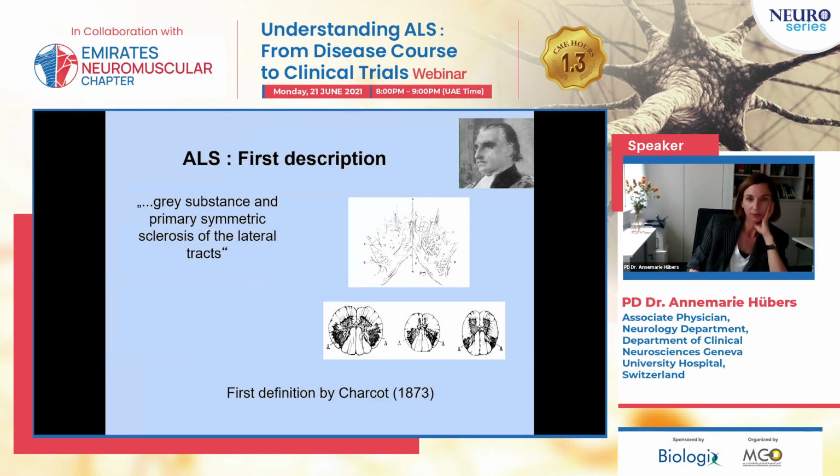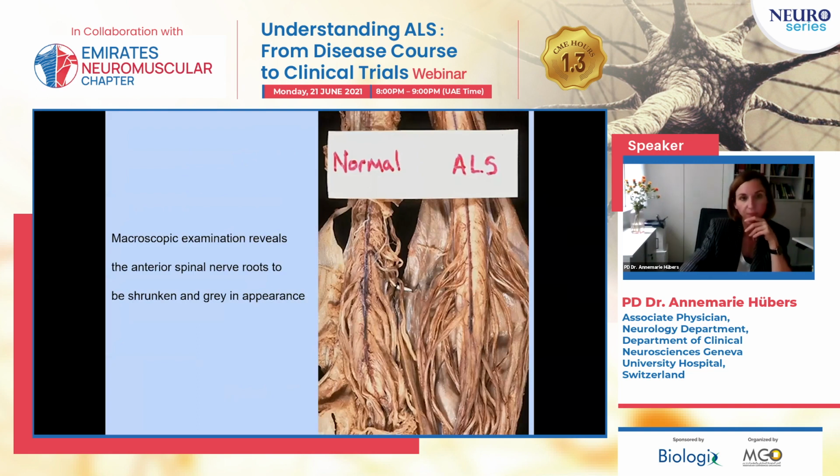ALS was first described by Charcot in 1873, and that's also the reason why in French-speaking countries the disease is often called Charcot's disease. And he described a symmetric sclerosis of the lateral tracts in the spinal cord of patients, and that's where the name comes from, amyotrophic lateral sclerosis. On a macroscopic level, you can see that the anterior spinal nerve roots seem to be kind of shrunken and also grayish in appearance.